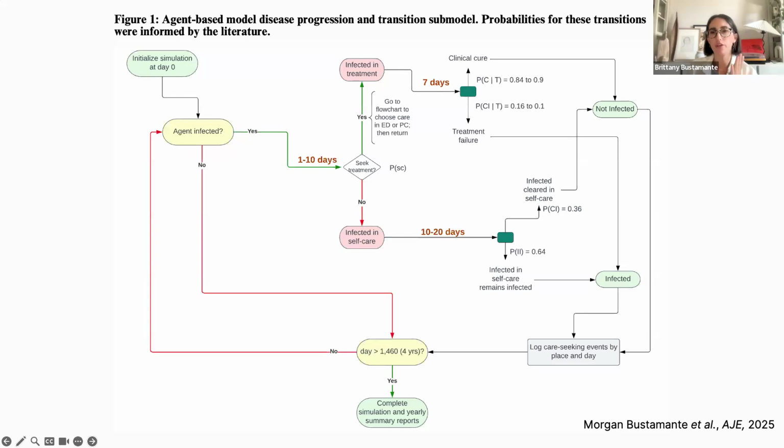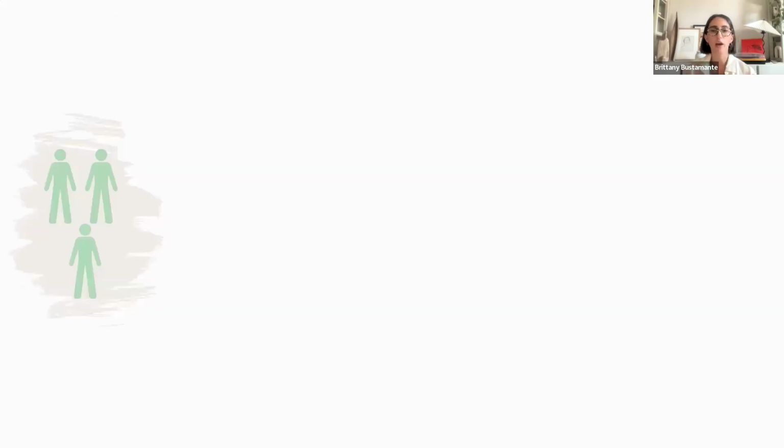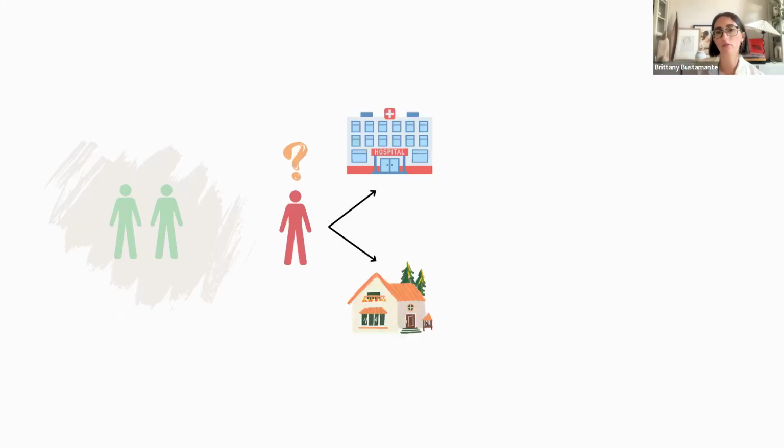So these are the types of transitions occurring in the model. You have agents who get infected, they make decisions, they get better or they get worse. And this figure is in the paper if people want to view it in more detail. I'm just going to give you a very high level example. So we have a population of individuals, and some of them are going to get an infection.